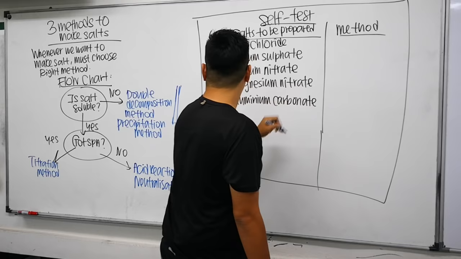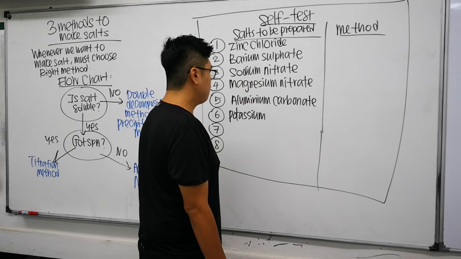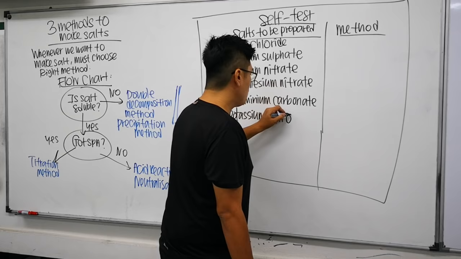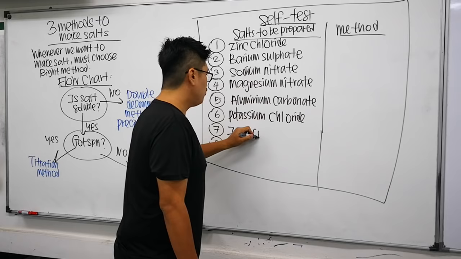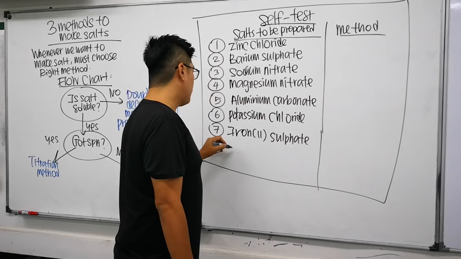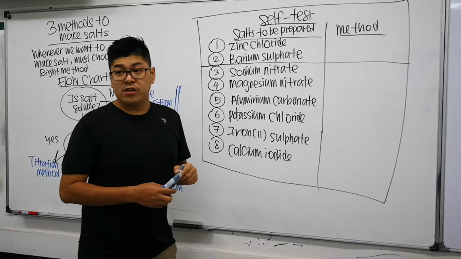Another salt is potassium chloride. Another salt is iron 2 sulfate. The last one is calcium iodide. Okay, so now this is the partition. I will demonstrate the first two with you using what we learned today, and for the last six, I give you 5 minutes to do it.